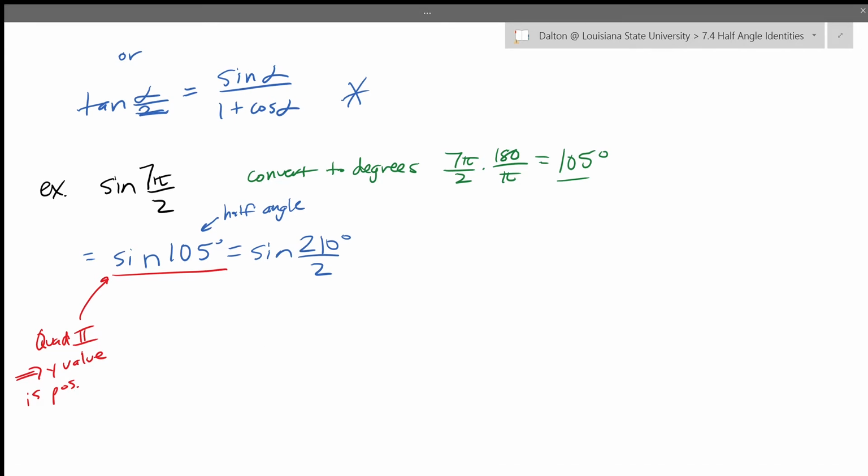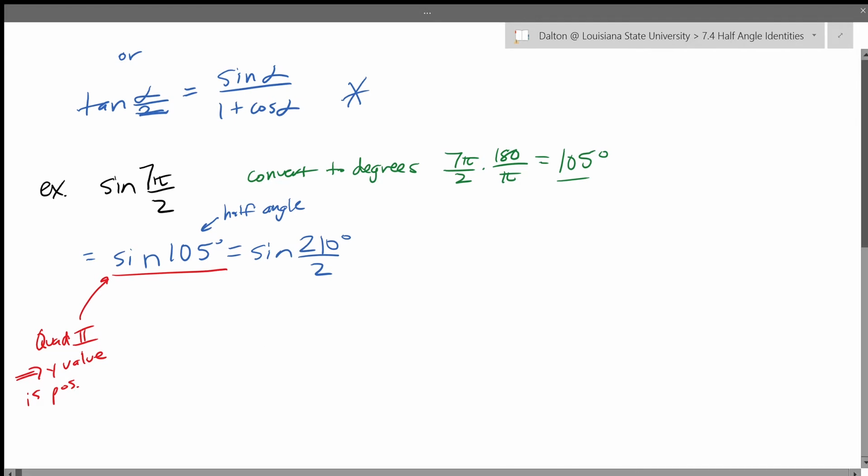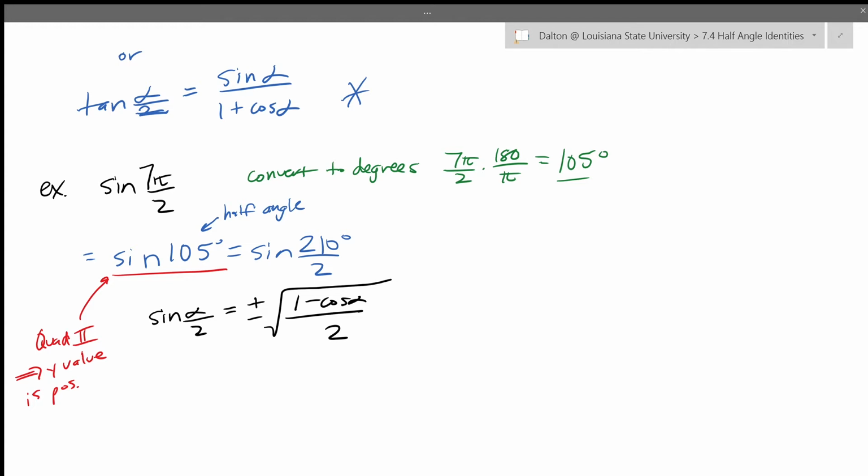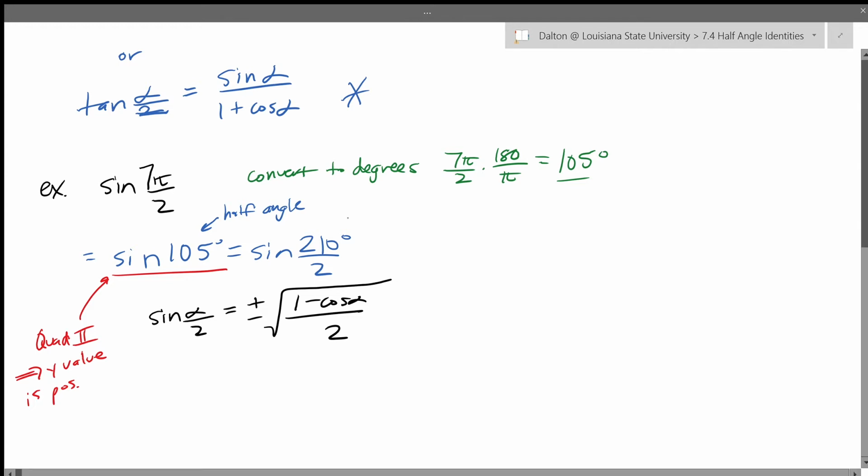It's already written on your orange reference sheet, but so that we know what's happening in our notes when we look back at them, let's go ahead and write the half angle identity for sine. Sine of alpha over 2 is equal to plus or minus the square root of (1 minus cosine alpha) all over 2. Now, alpha is not 105, right? Your alpha is what is being divided by 2 to get your original angle. So alpha is actually going to be 210.